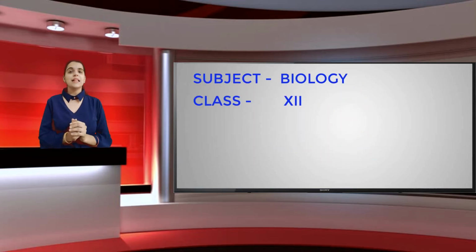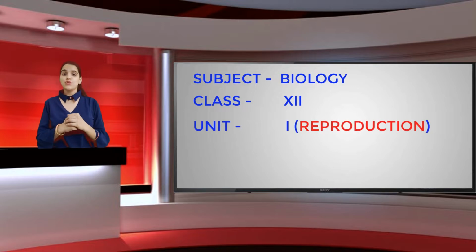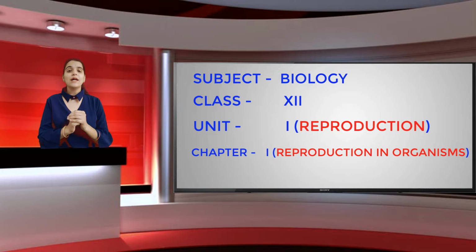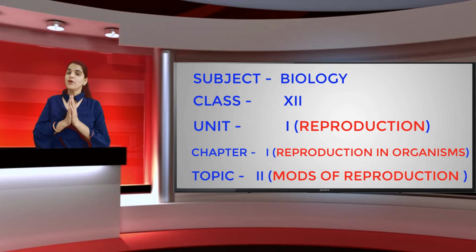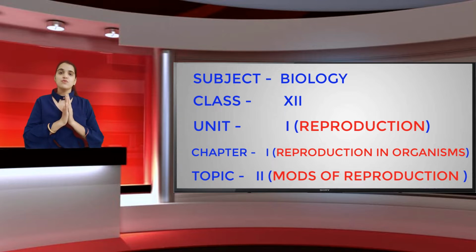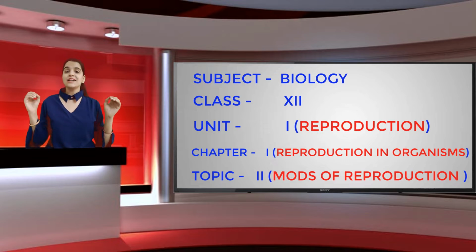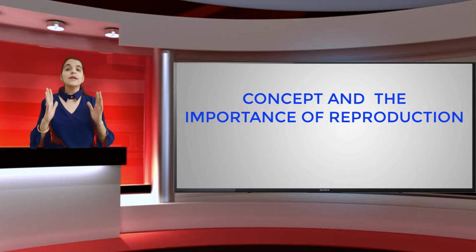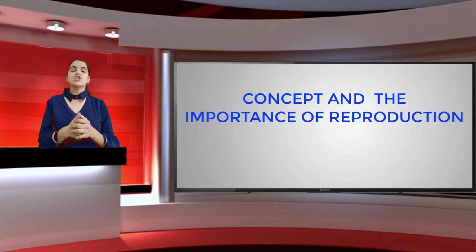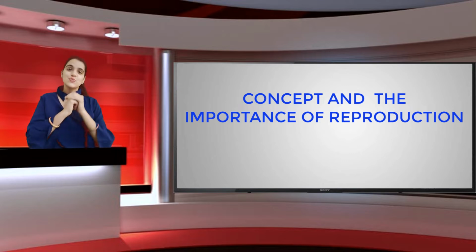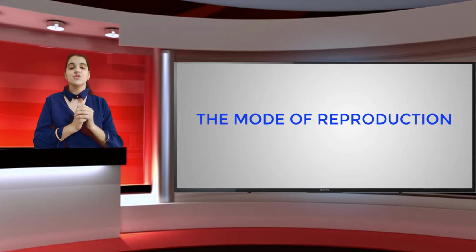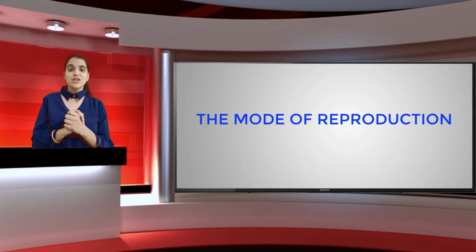Everyone, this is a video of Biology, Grade 12, Unit 1, named Reproduction, Chapter 1, Reproduction in Organisms, and topic number 2, that is Modes of Reproduction. In my previous video, which was just an introductory video, I discussed the concept and the importance of reproduction. And in today's video, I will discuss with you the modes of reproduction, students. So let's begin with the topic.